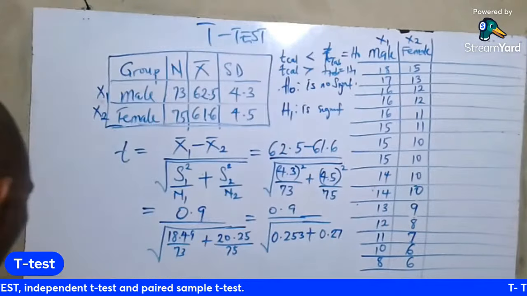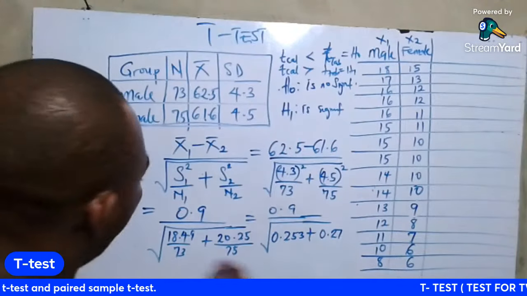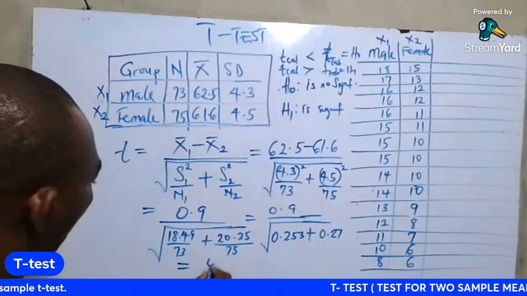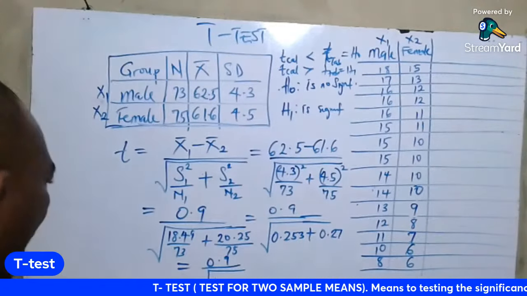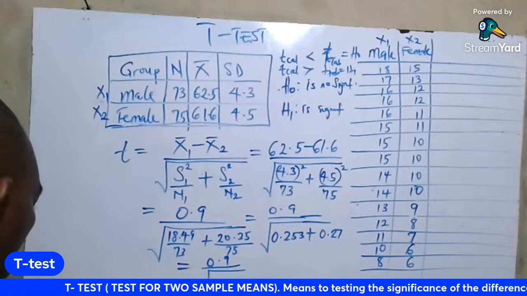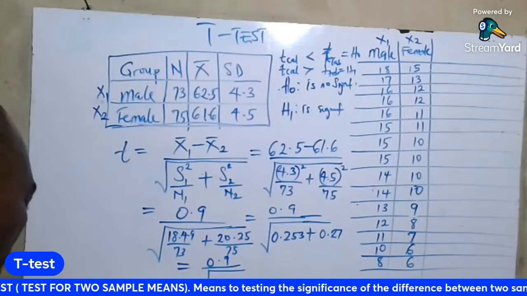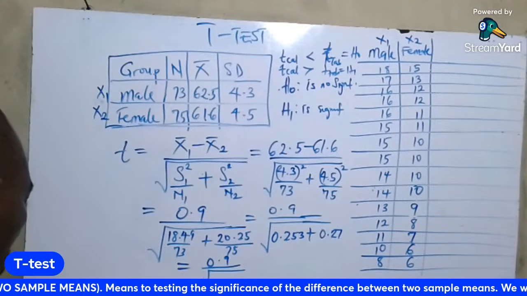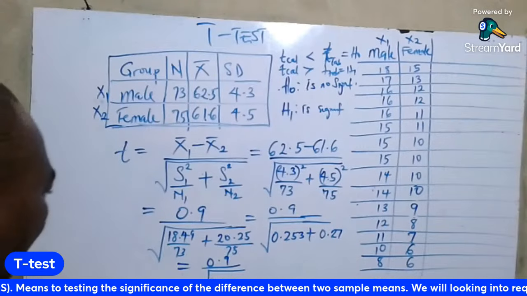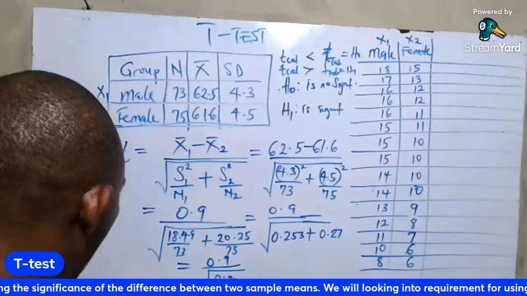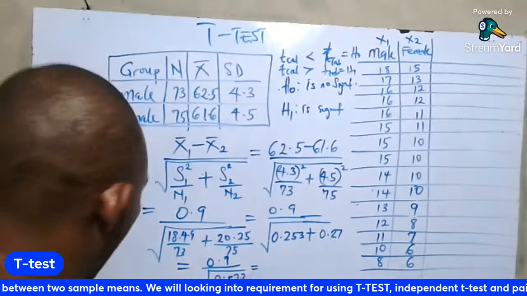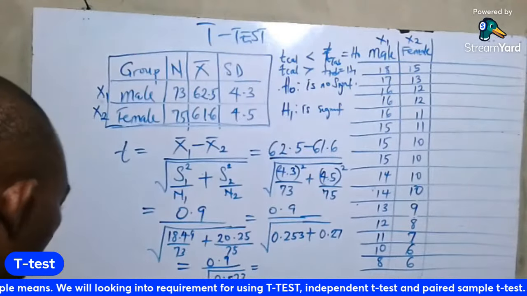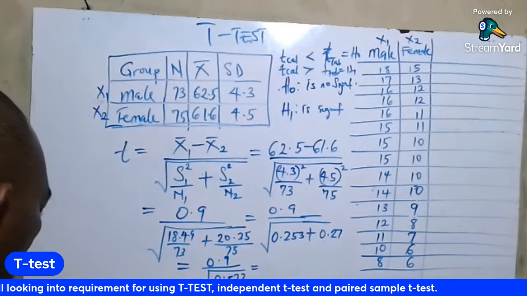0.27. That'll give me 0.27. So if I add these two together now, I'm going to have 0.9 over the square root of, so let me add the two together. That's 0.253 plus 0.27. And that'll give me 0.523. So the square root of 0.523.